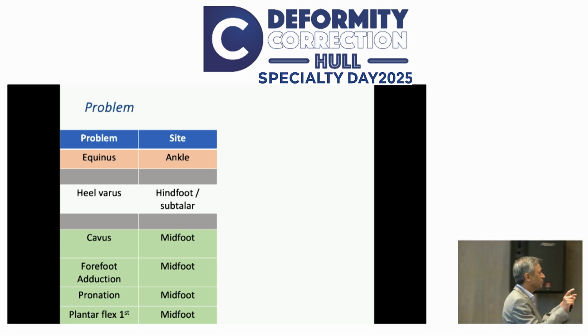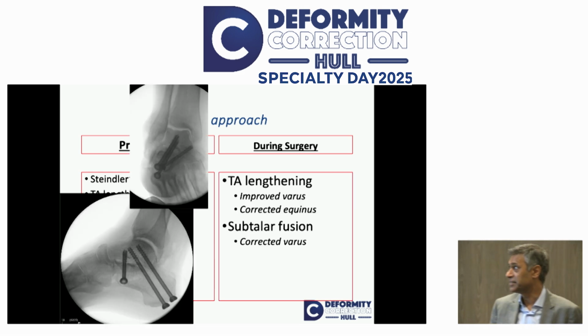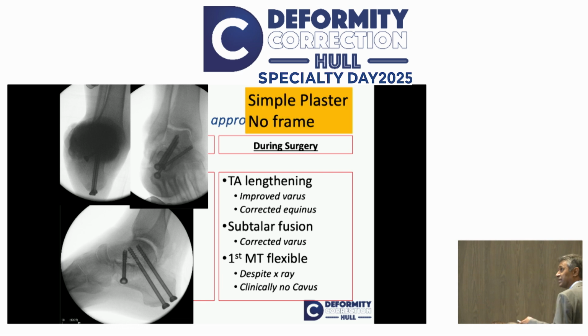So I've broken down the problem by which joint the problems are at: ankle, hindfoot, and midfoot. And then we can tackle them separately, and how we do that, we'll look into. So this is the preoperative plan. We do all this extensively, right? And during surgery, we did a TL lengthening, which improved the equinus, quite improved the varus, and the remaining was done by the subtalar joint. And then we got a reasonable picture in the theater.